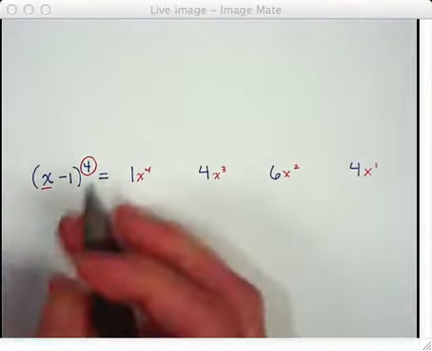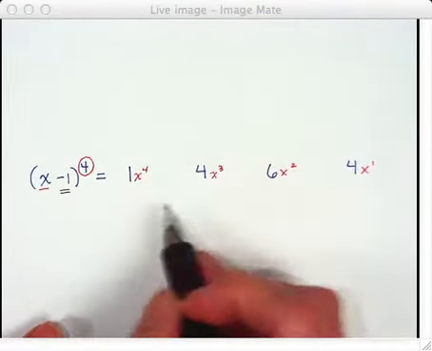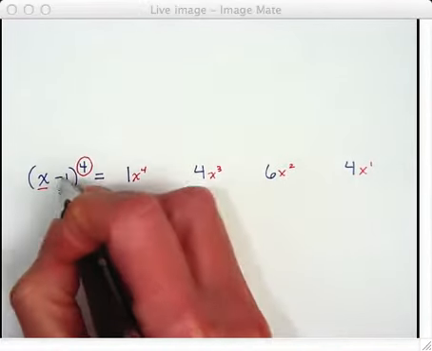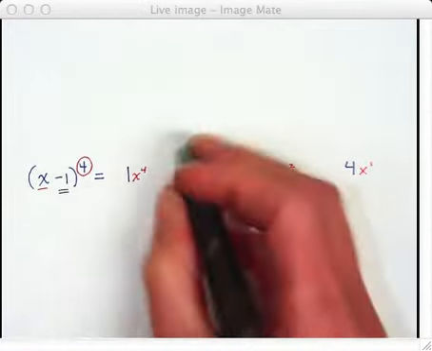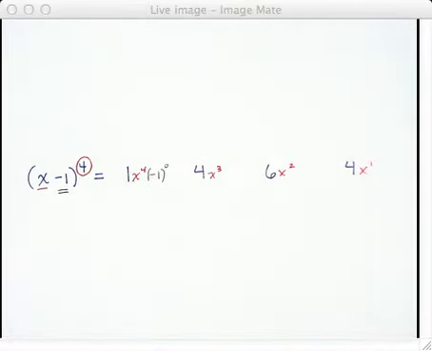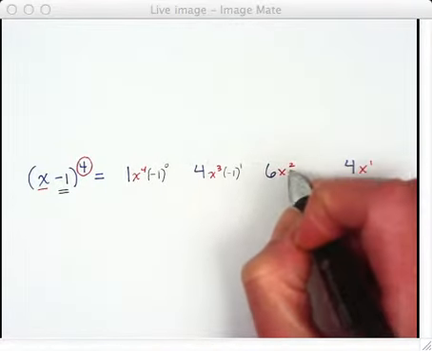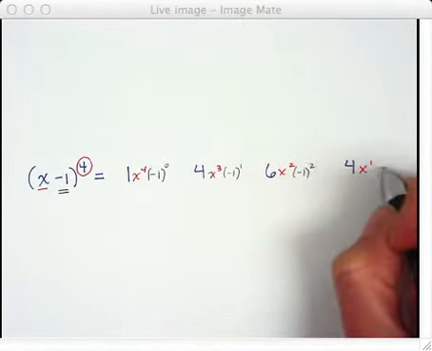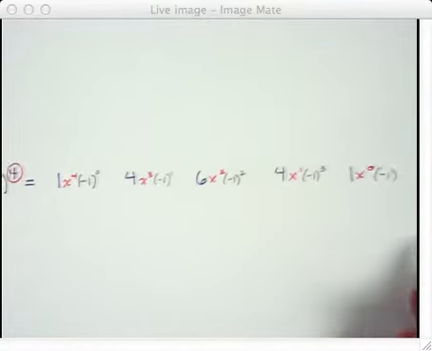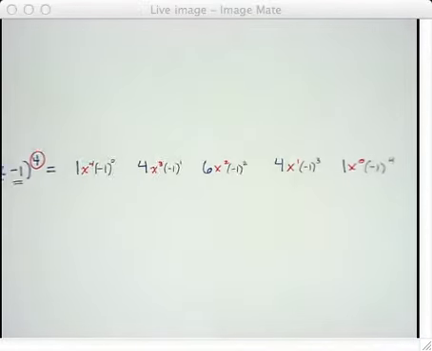And the second term, you're going to do the opposite as I did here. So I'm going to start with a 0 exponent and work up to the fourth exponent. But be especially careful when you have negatives. You have to include the negative in the parentheses here. So it's -1 to the 0, -1 to the first, -1 to the second, -1 to the third, and -1 to the fourth.